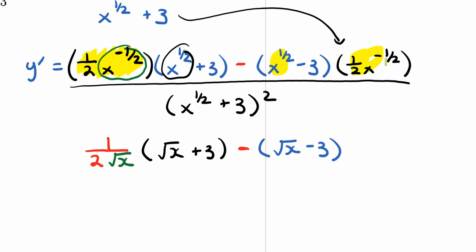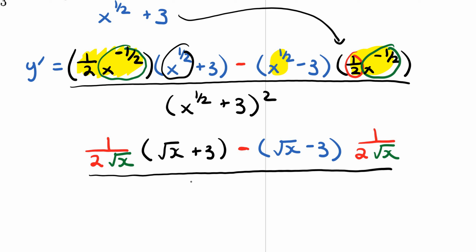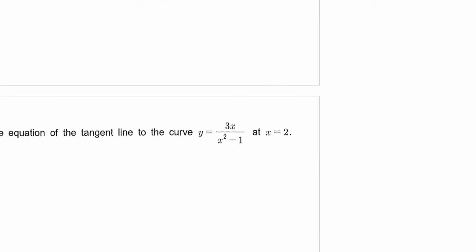And then we have this expression here again. So this 1 half is really like 1 over 2. And then this part here in green, that's really the square root of x. And then we can divide this whole thing by the denominator, which is now root x plus 3 all squared. So it doesn't hurt to practice, you know, changing that back into radical form. But if you're okay with that first part, that's also totally fine. Okay, let's move on to the next question here.